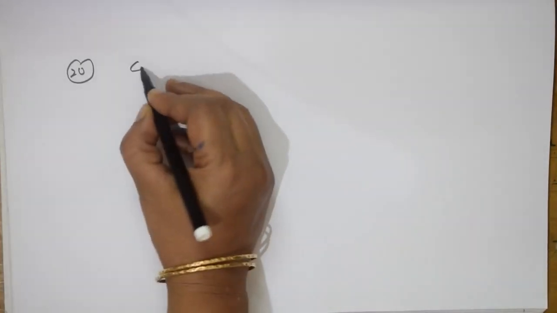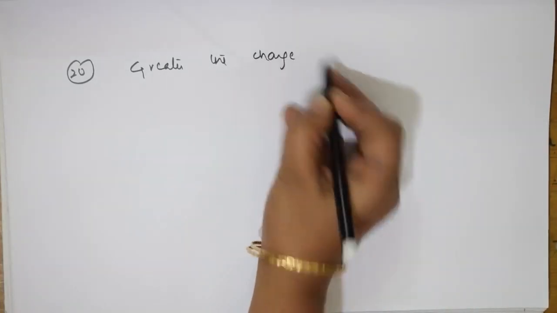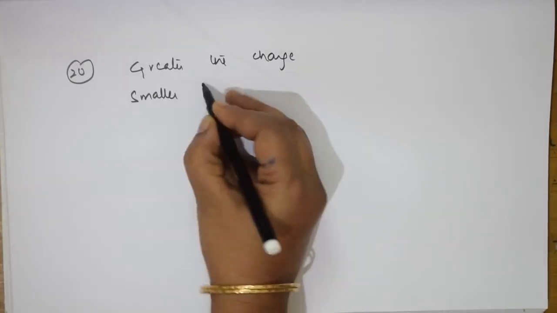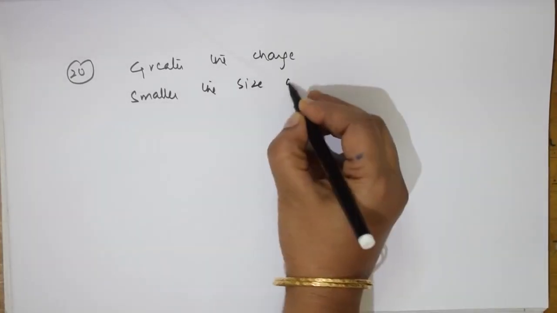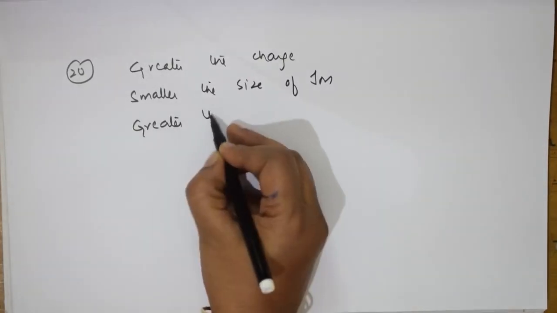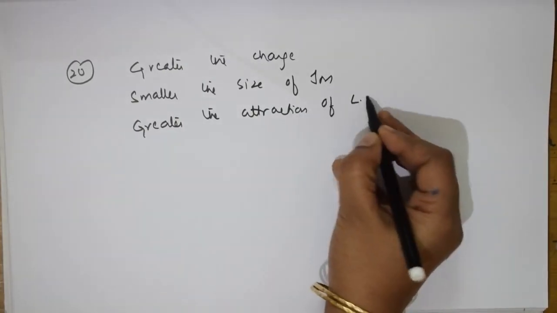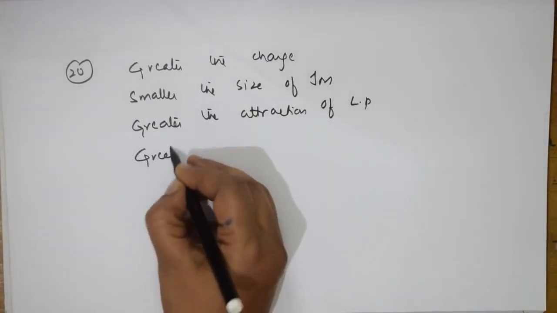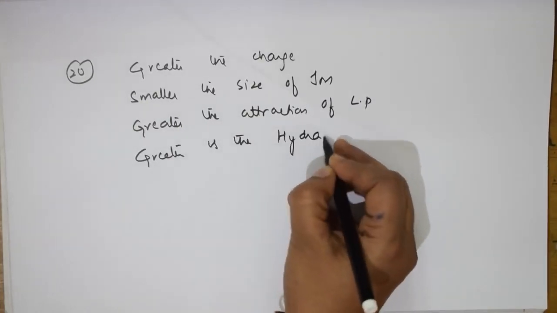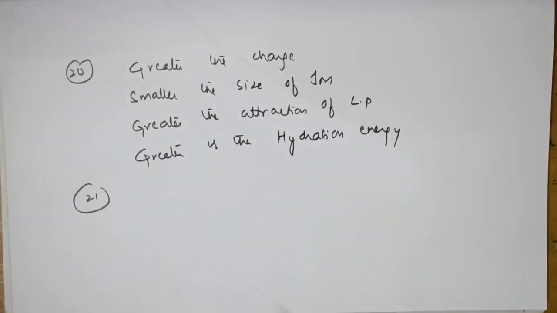Now I'm going to speak again in terms of hydration enthalpy. What is that? Greater the charge, we are going to relate with charge. Greater the charge, smaller the size of the ion. Smaller the size of the ion, greater the attraction of lone pair, then what will happen? Greater will be the hydration enthalpy. Greater is the hydration. These are all clues to remember. If you remember these clues, it is easy for you to solve any type of question given to you.